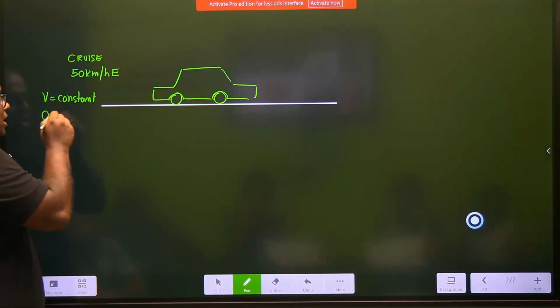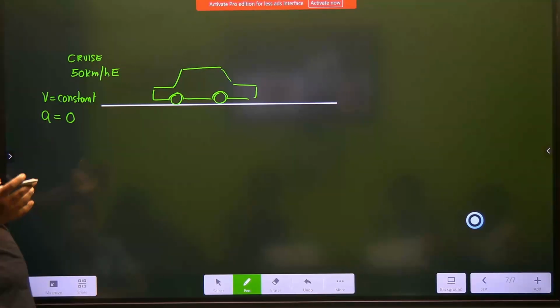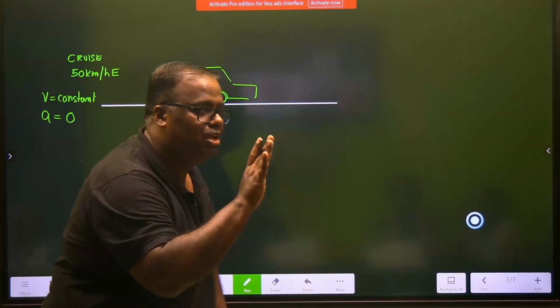Is the acceleration in this case 0? Yes. That's why you're not pressing the pedal. You have just put it on cruise. And those who do not have a cruise car, you can't release nor you can press further.